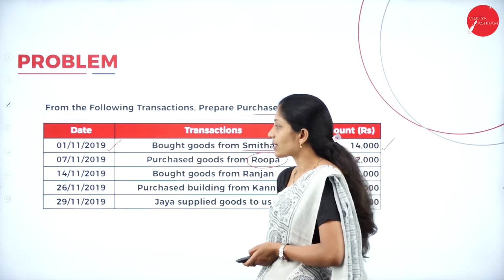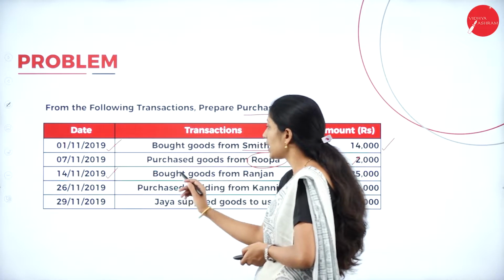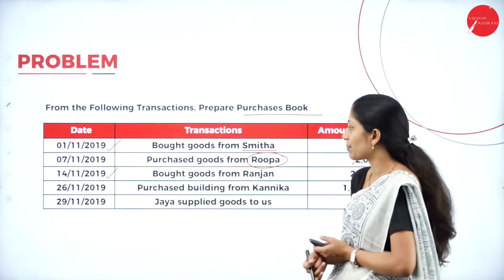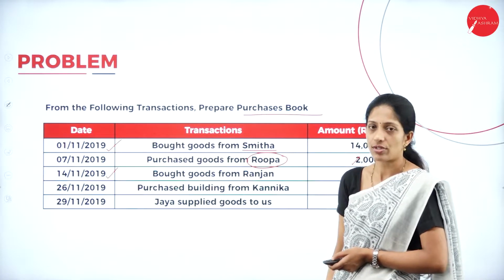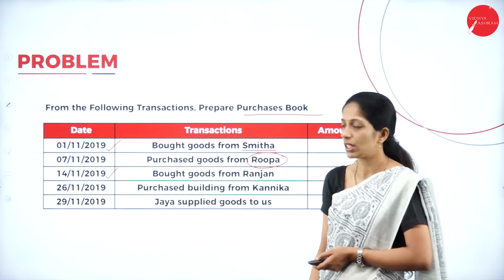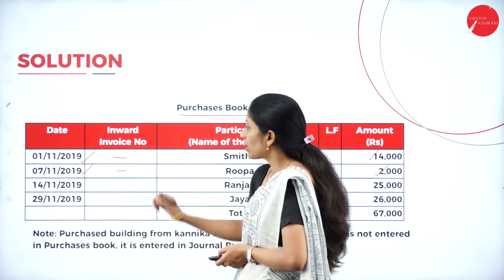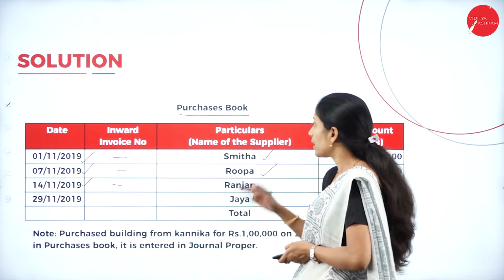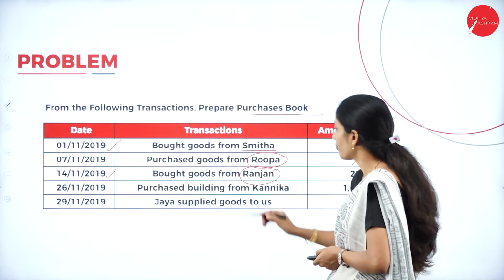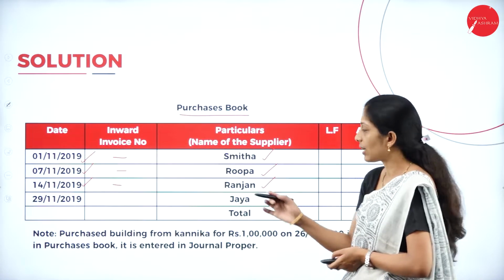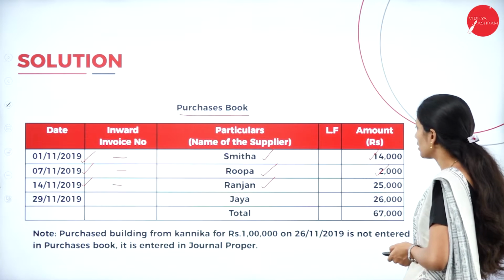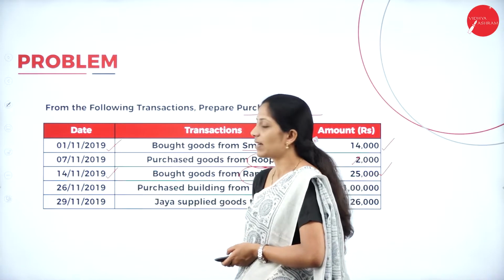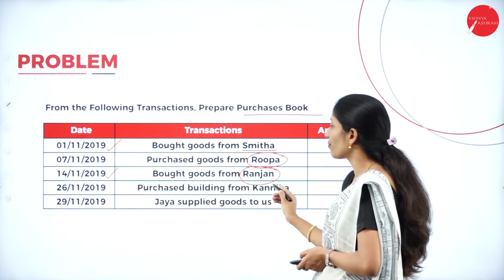Next, coming to the next transaction, 14/11/2019 bought goods from Ranjan. So this is also goods which is purchased on credit basis. So we have to record the transaction and the amount is 25,000. So how do we write? Write the date 14/11/2019, inward invoice number is dash and name of the supplier is Ranjan. So write name of the supplier Ranjan and what is the amount? 25,000, right? 25,000.